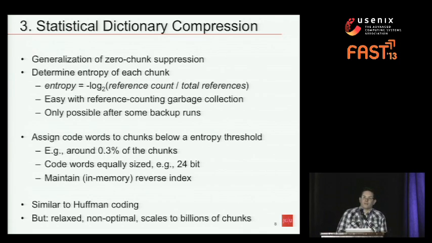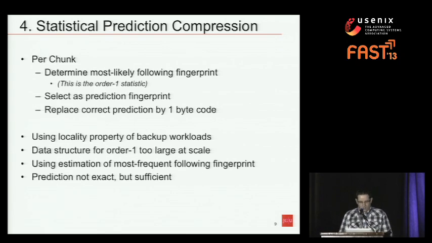This is similar to classical Huffman coding, but because we have billions and billions of chunks in a deduplication system, the optimal Huffman coding approach cannot be used here. This approach can be seen as a highly relaxed, non-optimal version of Huffman coding tailored to scale to billions of chunks.